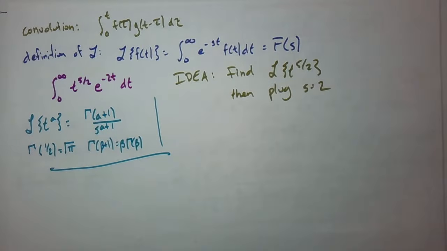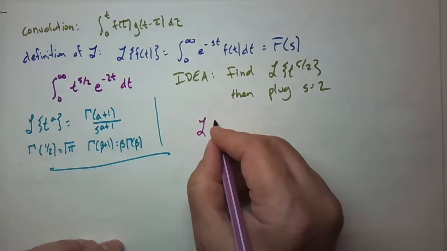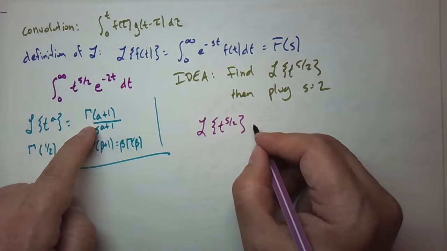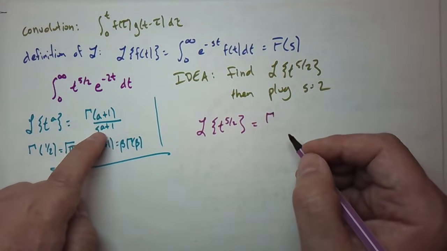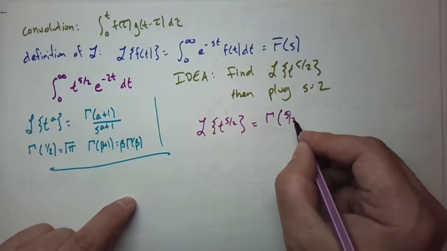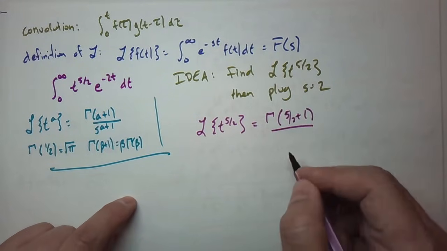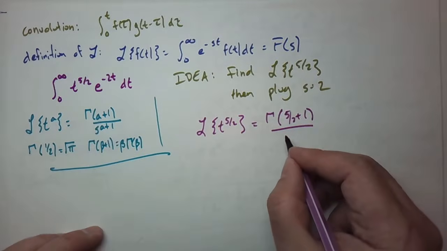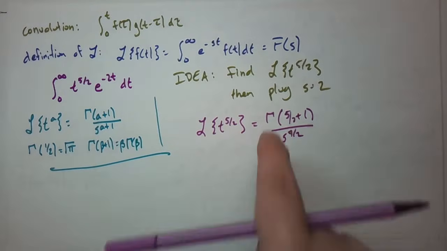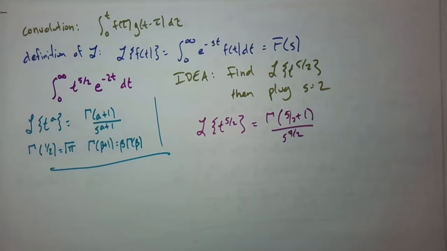Okay, so let's start with our computations. The Laplace transform of t to the 5 halves, according to this rule, is gamma of what? 5 halves plus 1. Good. And downstairs? s to the 7 halves. All right. Well, we're almost done, except we would like to clean this gamma up. So let's assume that we don't want any gammas.